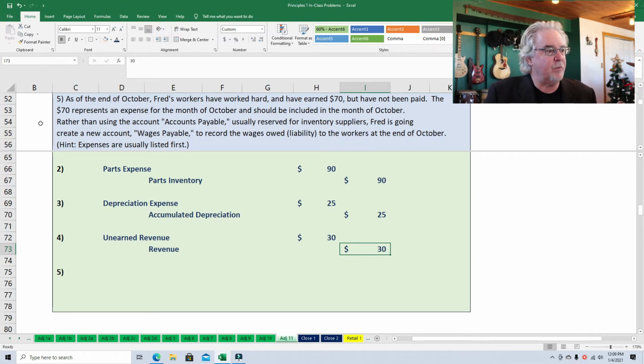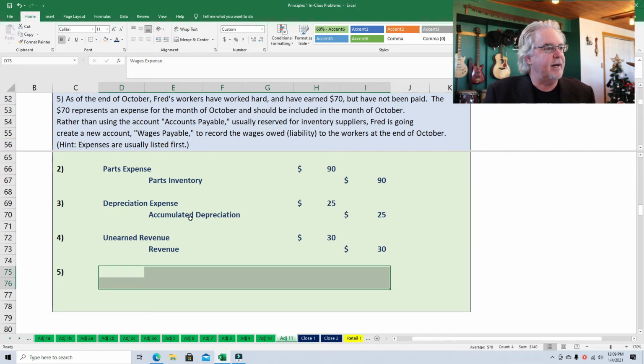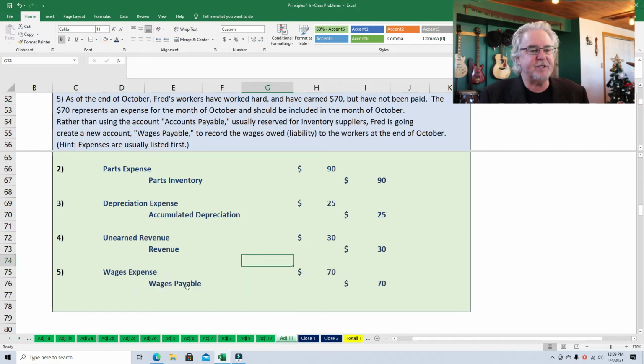Now, let's see here. Rather than using the accounts payable, usually reserved for inventory suppliers, Fred is going to create a new account called wages payable. Now, wages payable is a liability. Whenever you hear that word payable, it means liability. It's a bill. If we list expenses first, it would look like this: wages expense 70, wages payable. So what this means is the workers have earned their money. We've consumed some resources here, and $70 is owed. No, the cash has not been paid out yet.